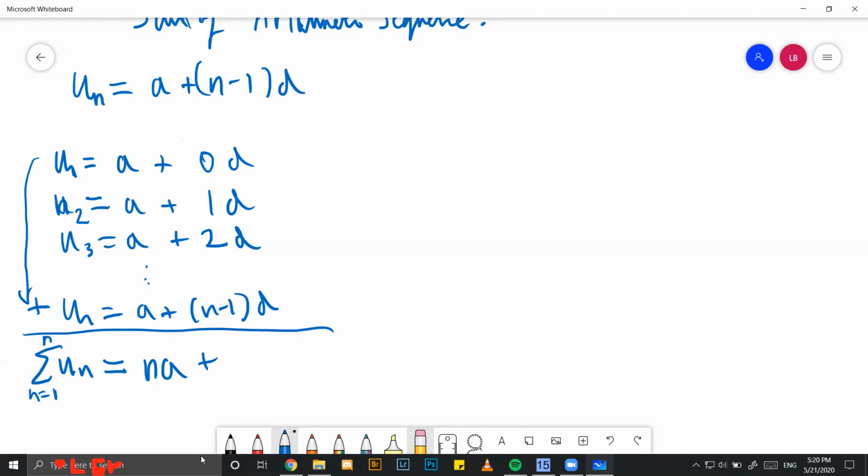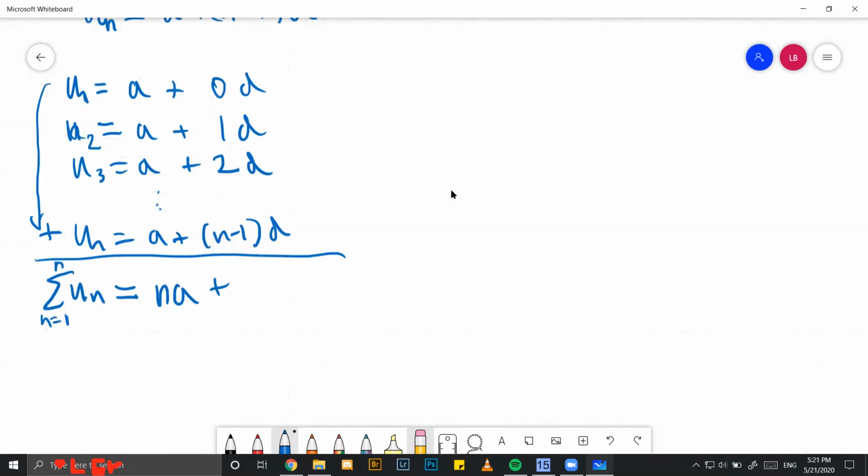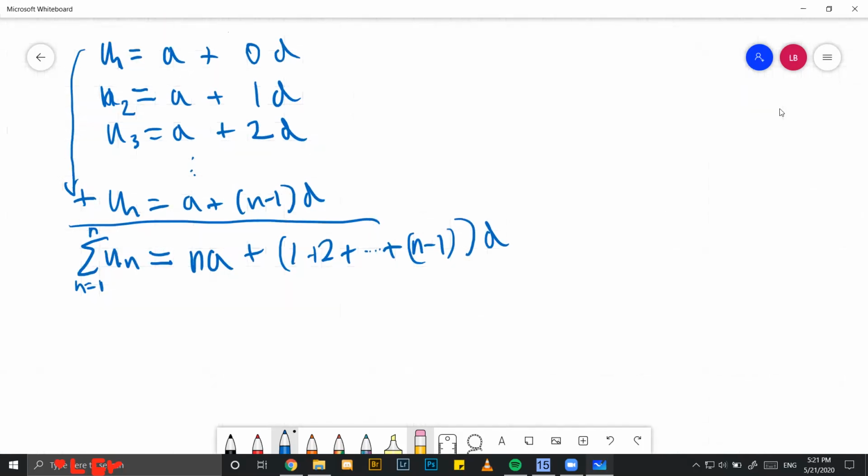So what we end up with is a little mini sequence inside our sequence: 1 plus 2 plus 3 plus whatever, all the way up until n minus 1, times d. And if anyone doesn't understand how that came about, please tell me now. Again, the deafening silence is telling me that you guys do understand.